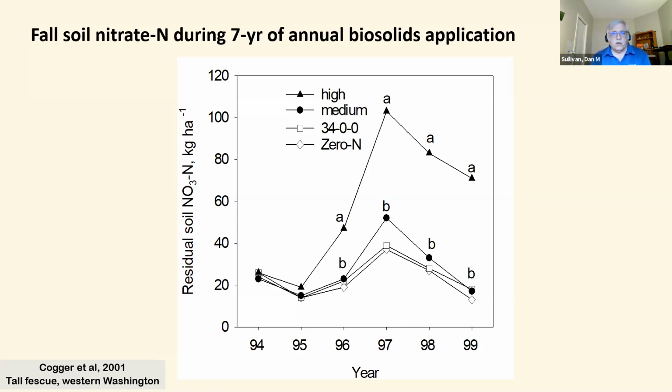Anyhow, what you see is that even at a high application rate, we don't have a lot of residual nitrate nitrogen during the first 2 years. But after about year 4, we start to see substantial residual nitrate with the high application rate, which is the consequence of having a mineralized component from the previous years.